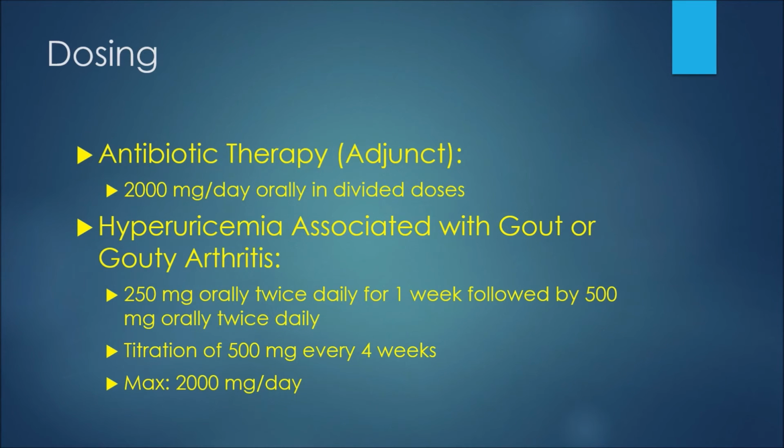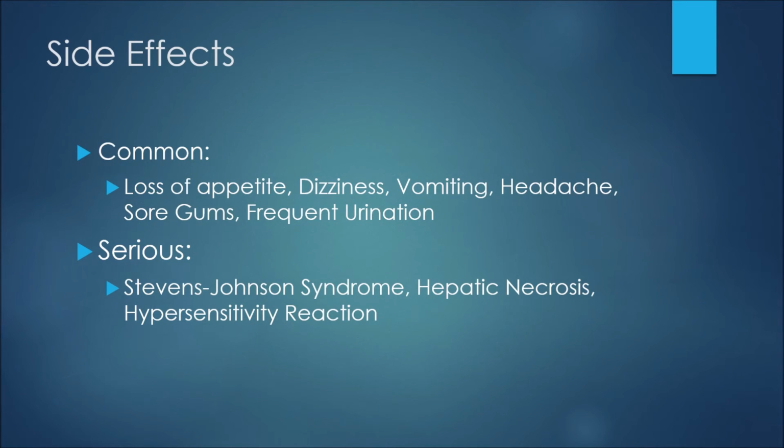As with all medications, there are some side effects or adverse reactions that patients may experience while using Probenecid, so we'll go over some of those here now. Some patients may experience a loss of appetite or dizziness. Others may experience vomiting or a headache, and some patients may experience sore gums. Frequent urination is also a common side effect with this medication. Some more rare but serious side effects would be Stevens-Johnson syndrome, hepatic necrosis, or a hypersensitivity reaction.